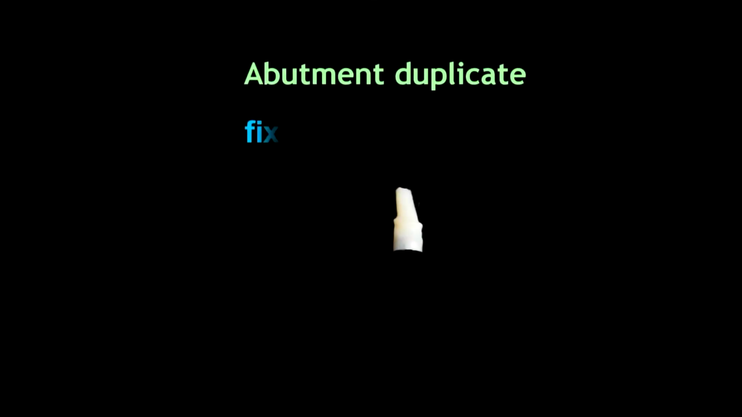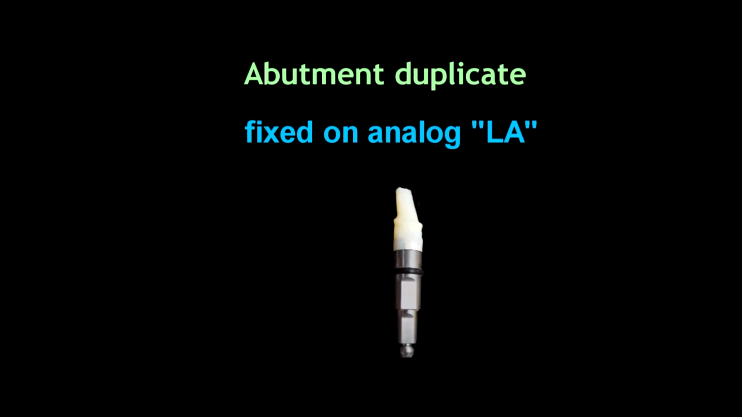But most importantly, the design specific of analog LA and the ability to remove the analog connected to an already prepared abutment, milled and polished, predetermine an easy, inexpensive and very accurate way of obtaining an abutment duplicate fixed on analog LA according to the main method developed by Shendel Tech.